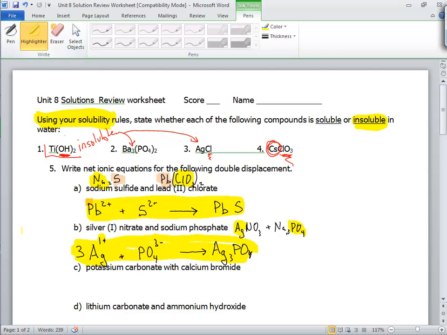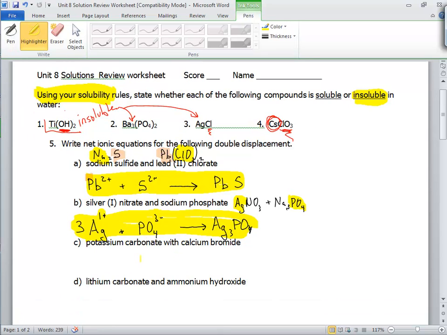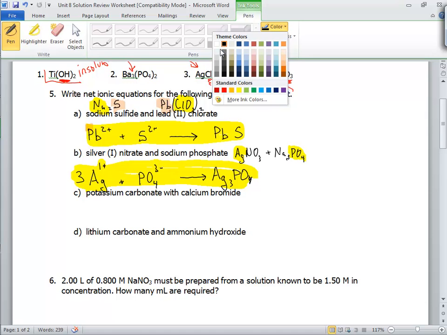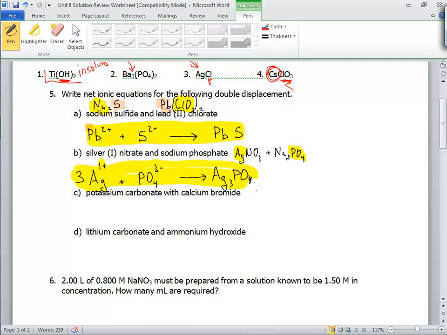Let's go look at the next example. Potassium carbonate and calcium bromide. Let me write those over here. I'm going to write them in a different color this time. Potassium carbonate. Now, if you don't have these memorized, be sure you're using your equation sheet to look at the ions and their charges. Calcium bromide, CaBr2.